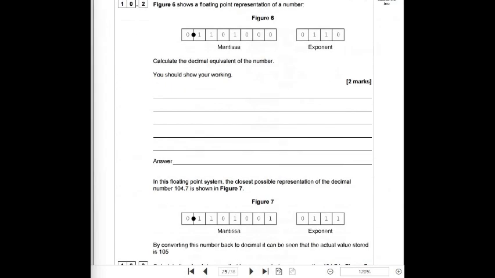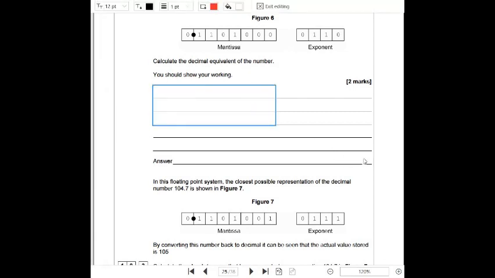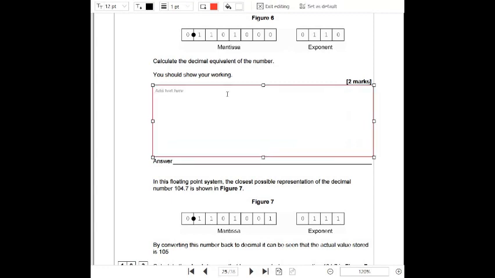Next one, number 2. So we've got to calculate the decimal number using the 8-bit mantissa and the 4-bit exponent. So we're going to convert this from binary to denary. So work out the exponent. We know the exponent is going to be 6. So 0, 1, 1, 0, that's going to be 6. Done.